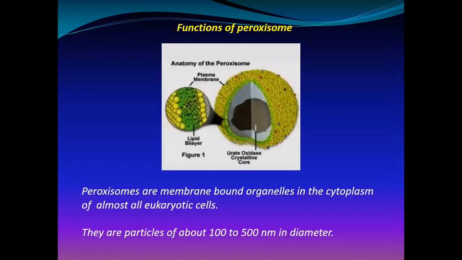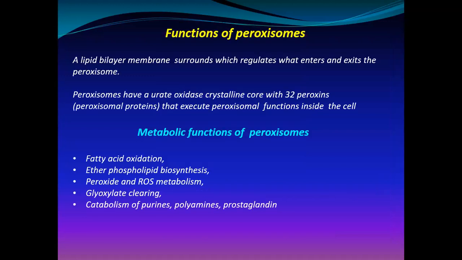Okay, right. And then there is another one called the peroxisome. That is also a membrane bound organelle in the cytoplasm of almost all eukaryotes, right? Usually certain metabolic processes take place in the peroxisome: fatty acid oxidation, phospholipid biosynthesis, glyoxylate clearing, and catabolism of purines, polyamines, and prostaglandins take place in the peroxisome.